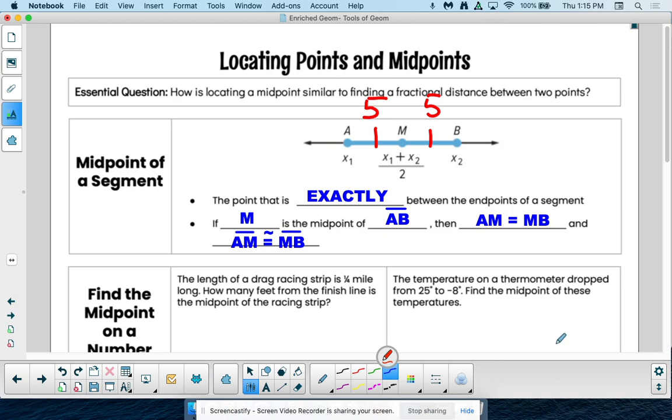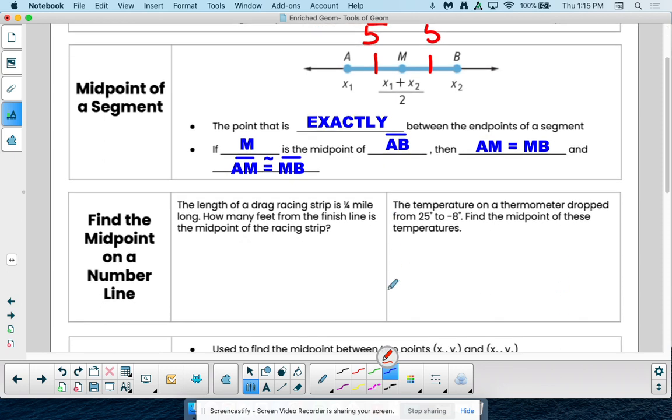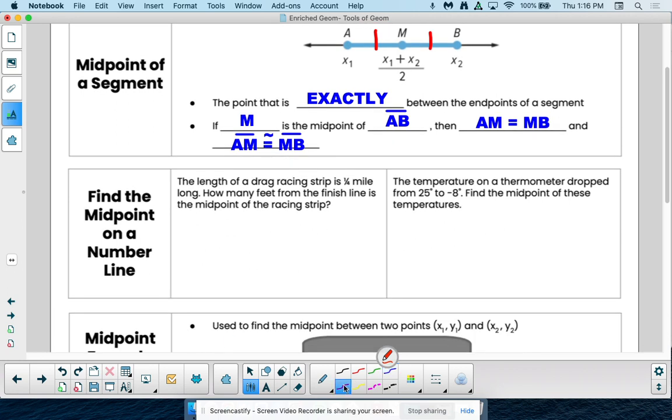It says the length of a drag racing strip is 1/4 mile. How many feet from the finish line is the midpoint of the racing strip? What are some first thoughts that come to mind here? Yeah, it's short, it's 1/4 mile. What are we looking for? How long are those feet? Yeah, well, so that's something we have to talk about. I have miles and feet. So we're gonna have to do some converting there because we have different units. Should we talk about that first?